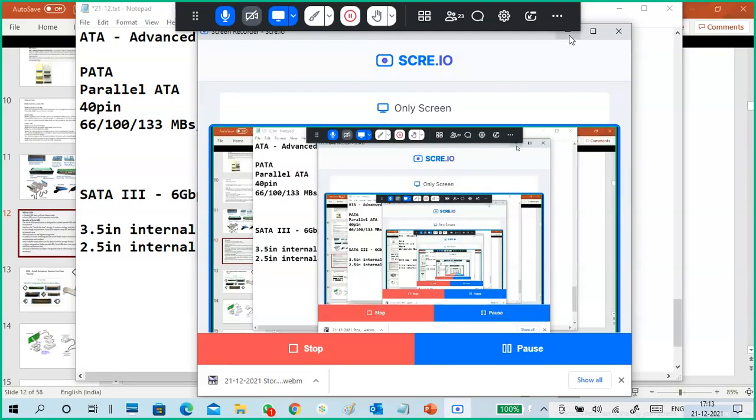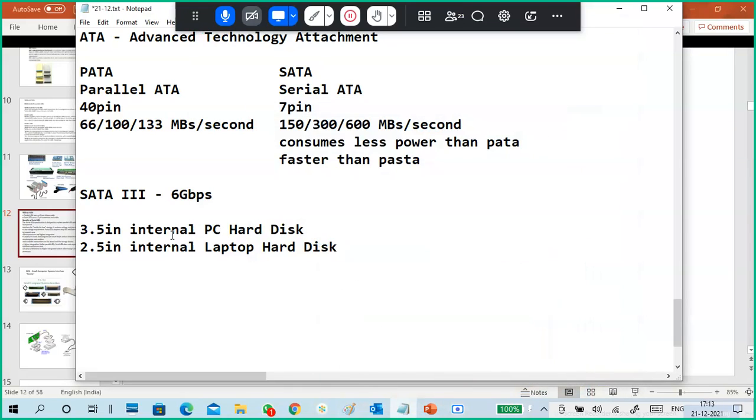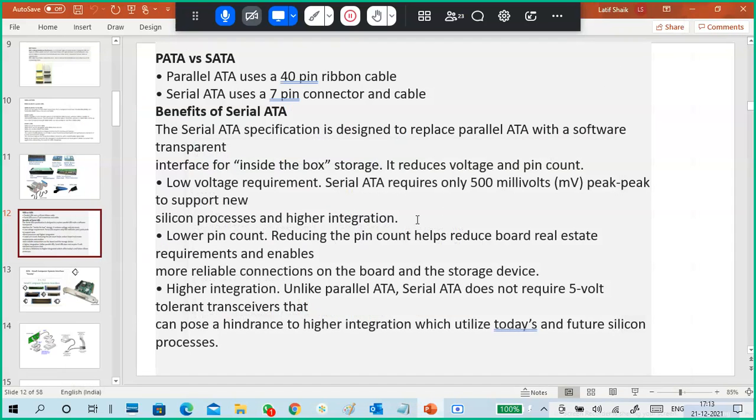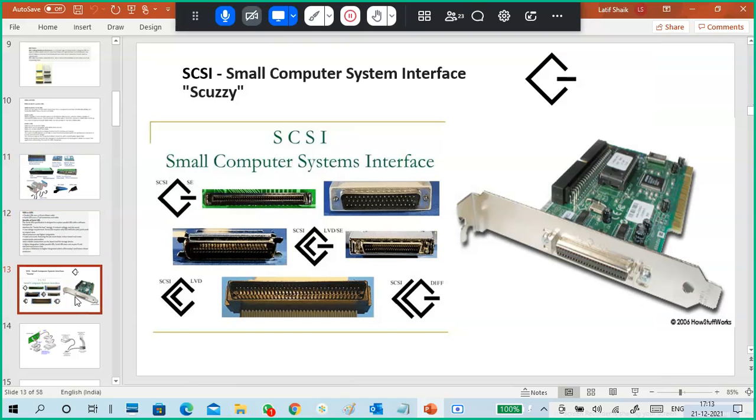So when it is 3.5, it means a PC internal hard disk; 2.5 means a laptop internal hard disk, and not only laptops but also a mini PC internal hard disk. Okay, guys, so this is SATA and PATA, and how they look; there are pictures on it. Okay, the next one is the SCSI hard disk.